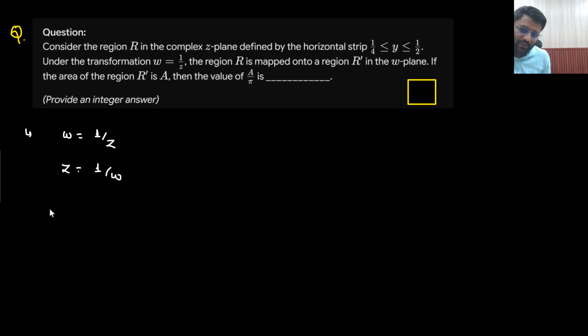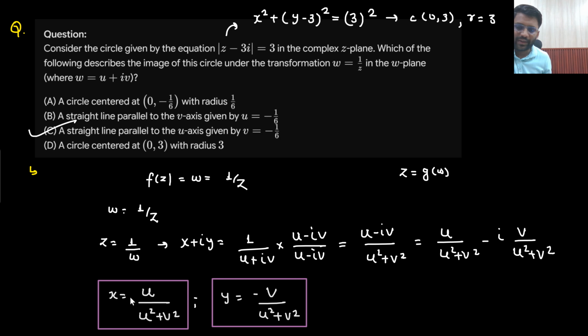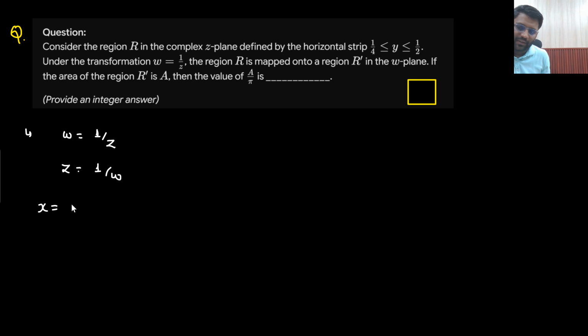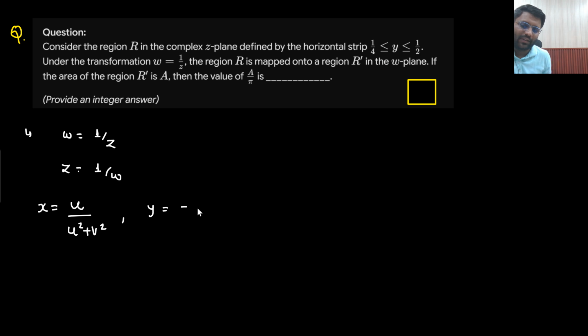So from here, what I can see is that x will come out to be what? This we have already seen. x will come out to be u upon u square plus v square. And what will y come out to be? y will come out to be minus v upon u square plus v square.